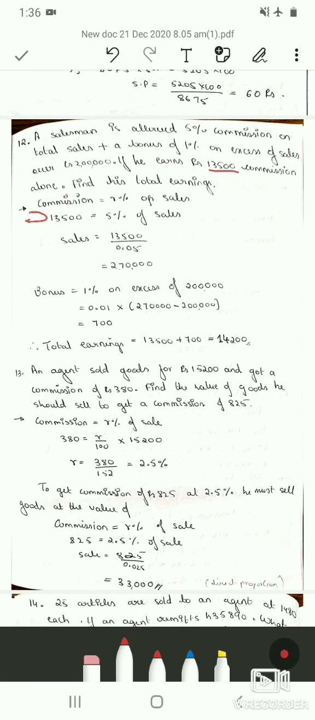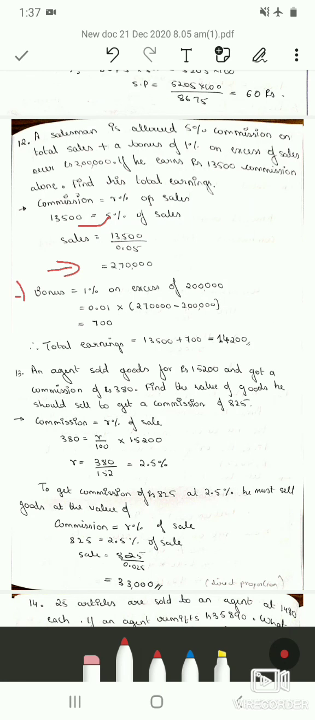and also they have given that he is allowed 5% commission on total sales. We don't know what the total sales value is. To get that, we have the commission value and the rate value, so we can find out the sales. Therefore sales is equal to 13,500 divided by 5%, which is 5 divided by 100. This goes to the denominator, so we get 13,500 divided by 0.05. Therefore sales is equal to 2,70,000.